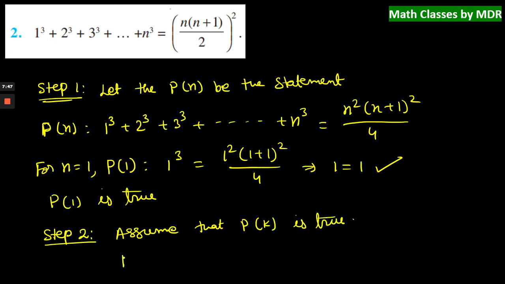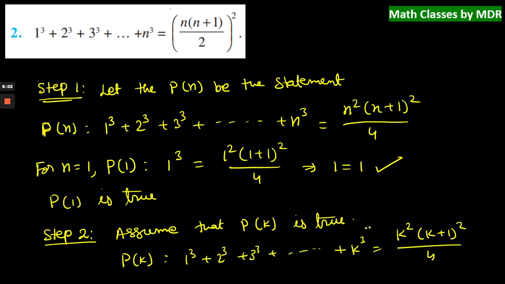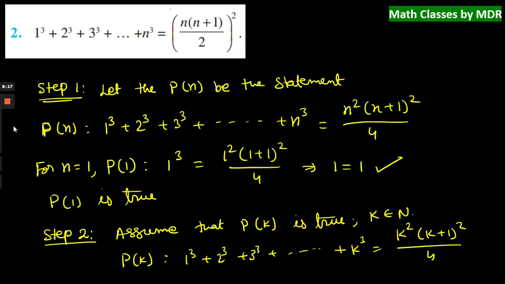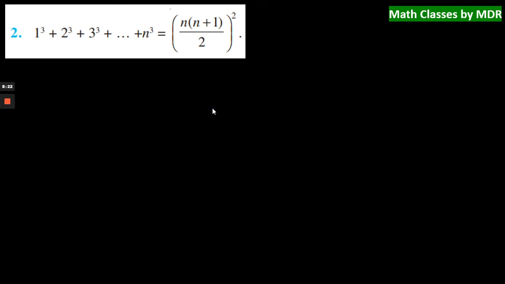Right? Now let us write the p of k. So p of k is 1 cube plus 2 cube plus 3 cube and so on, for any k terms, k cube is equal to k square into k plus 1 whole square by 4, where k belongs to the natural numbers, some positive integer. So let us say that this p of k is true. So what do we have to prove now? We have to prove that p of k plus 1 is true. For that, let us take p of k plus 1, the statement p of k plus 1.